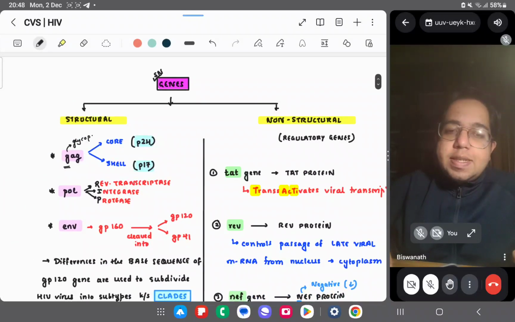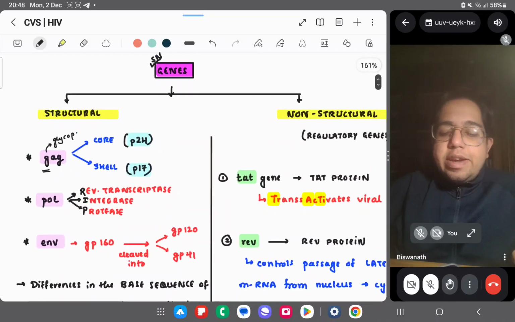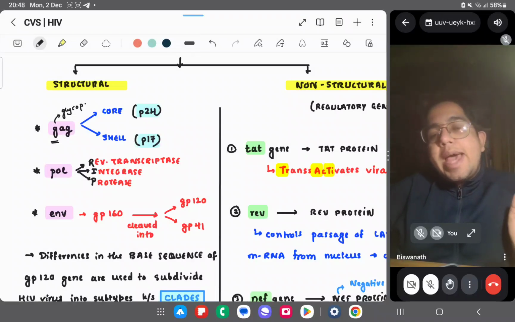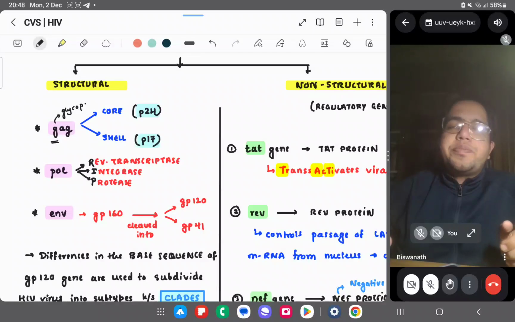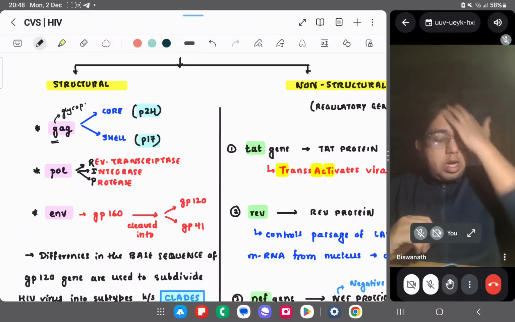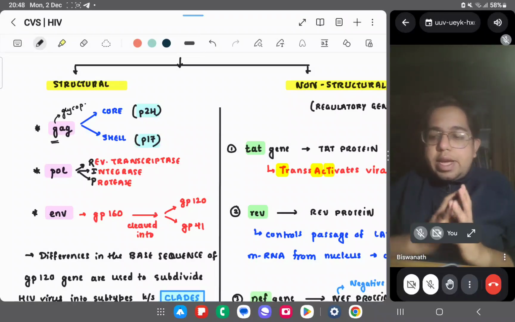Let's come to genes. When we are talking about genes, we have structural genes and non-structural genes, right? Structural genes we have three, non-structural genes we have six in number. So structural genes we have GAG, POL, and ENV. Just make a mnemonic or so. I don't care, but you have to remember these genes as well, right?